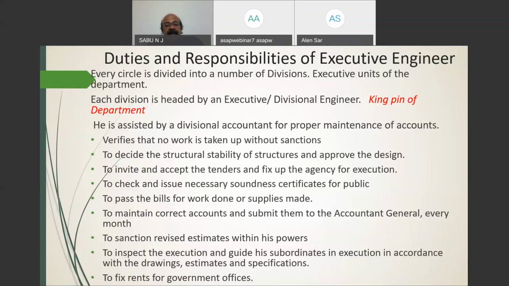As part of the control for these three areas, he has to verify that no work is taken up without sanction. We have already understood that before taking up any project, the department has to obtain the AS and TS. Also, for spending any amount of money from the government treasury or fund, provision must be made in the budget allocations. That is a budget provision, so that must be checked by the executive engineer.